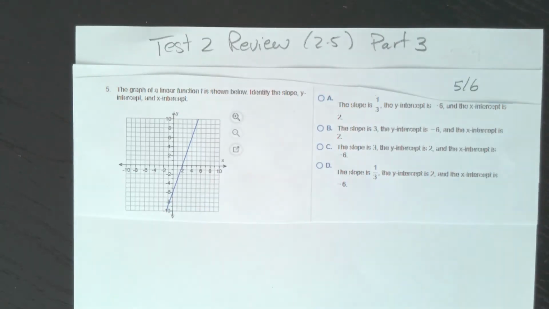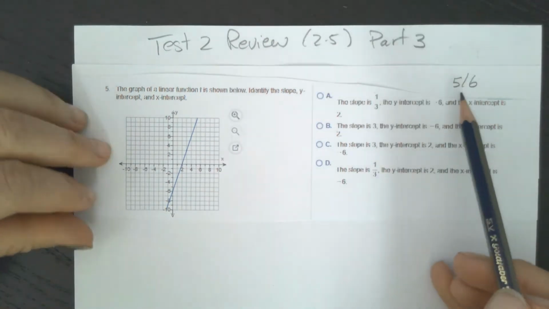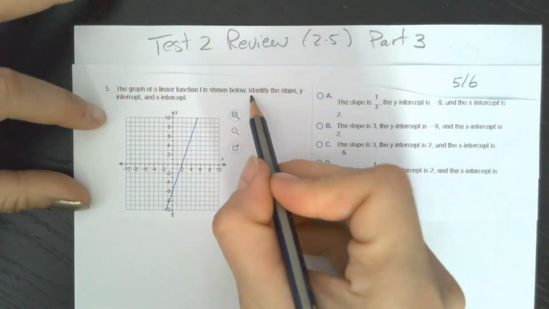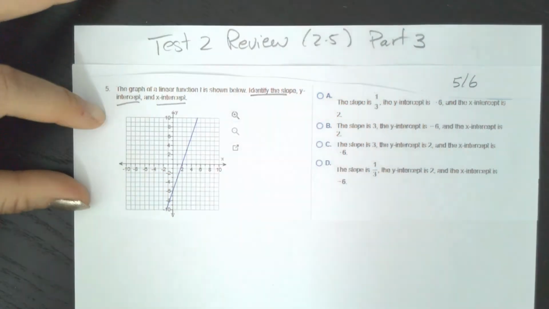Test to review. We're doing part 3 and we're going to do question 5 and 6. So it says, here's a line. It says identify the slope, the y-intercept, and the x-intercept.